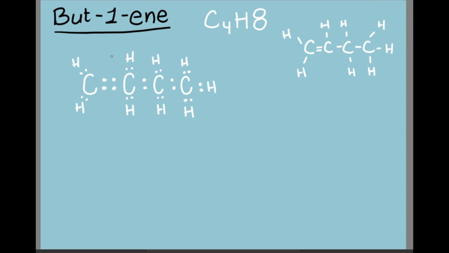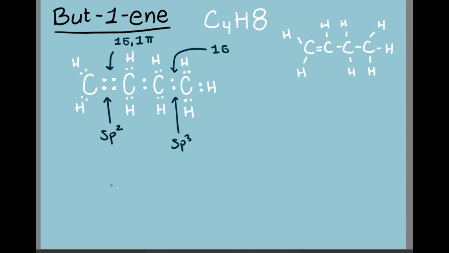As you can see, because our different carbons are bonded either using a double bond or single bond, they're going to have a different hybridization. For example, the carbons with the double bonds will be sp2 hybridized, and the rest of the carbons with the single bonds will be sp3 hybridized.